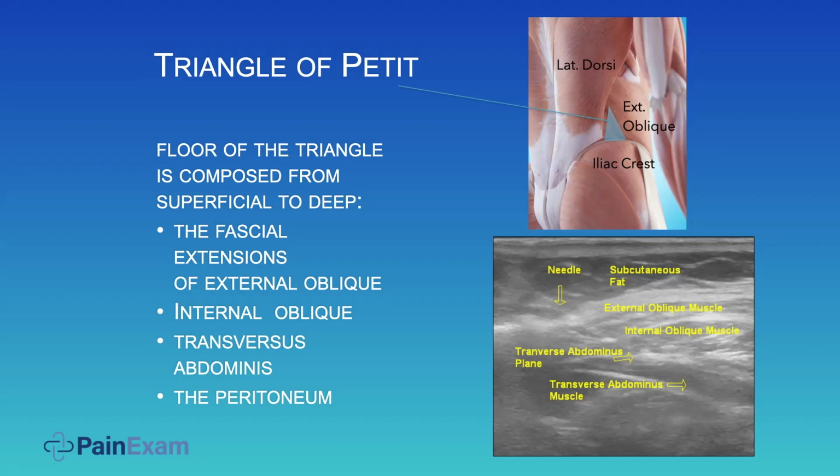Okay. Here we have a needle, it's very faint here, subcutaneous fat, external oblique muscle, internal oblique muscle, the transverse abdominis plane, transverse abdominis muscle. Here you can see even in the plane, there's a little thickening, a white thickening. Those are the nerves, those are intercostal nerves.